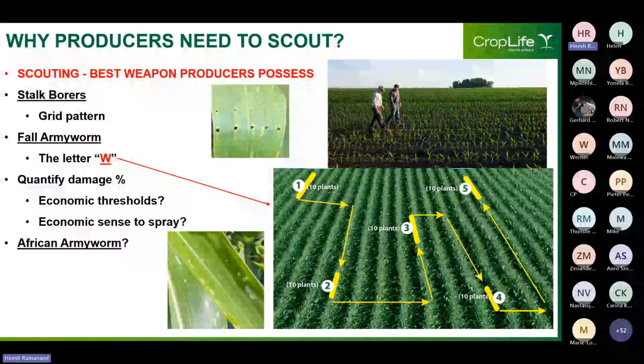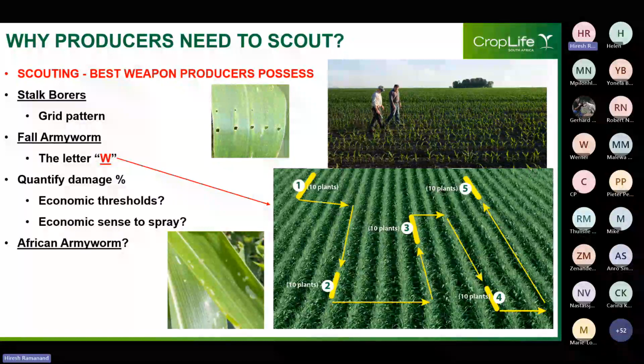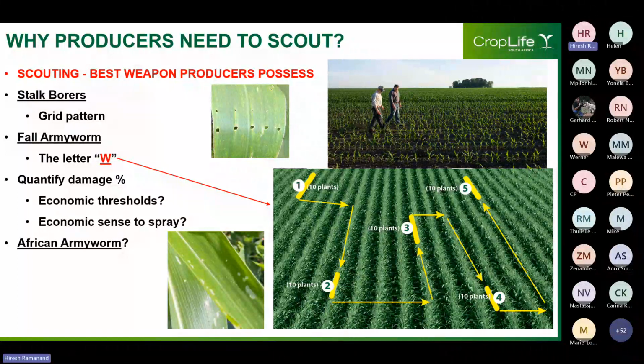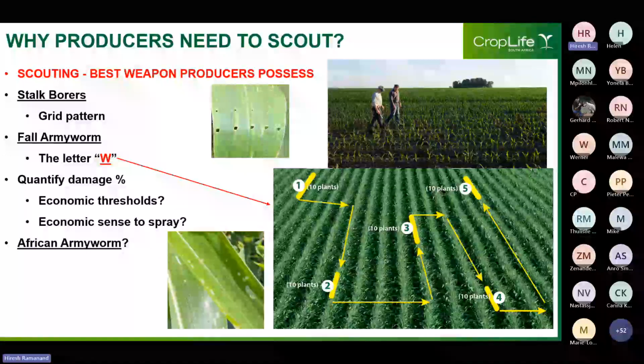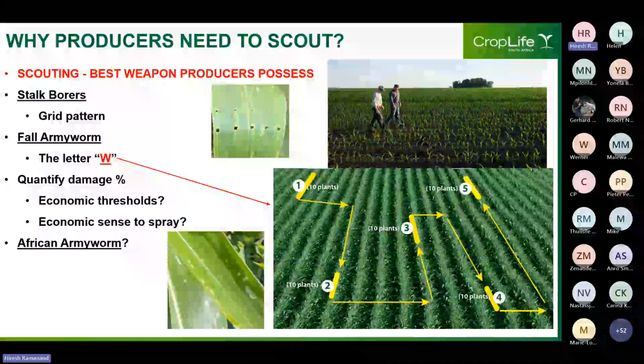Every field entomologist will tell all of you that scouting constitutes one of the best weapons producers have in their arsenal to combat the threat posed by stalk borers and fall armyworm. In particular, scouting really means walking through your lands and inspecting whichever crop is relevant within an integrated pest management system from pre-planting to harvesting and beyond for some important aspects of the whole production management cycle.